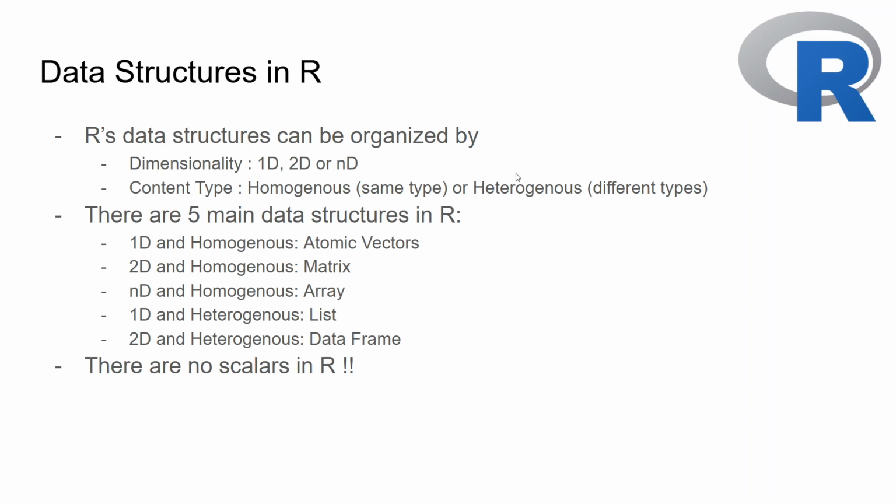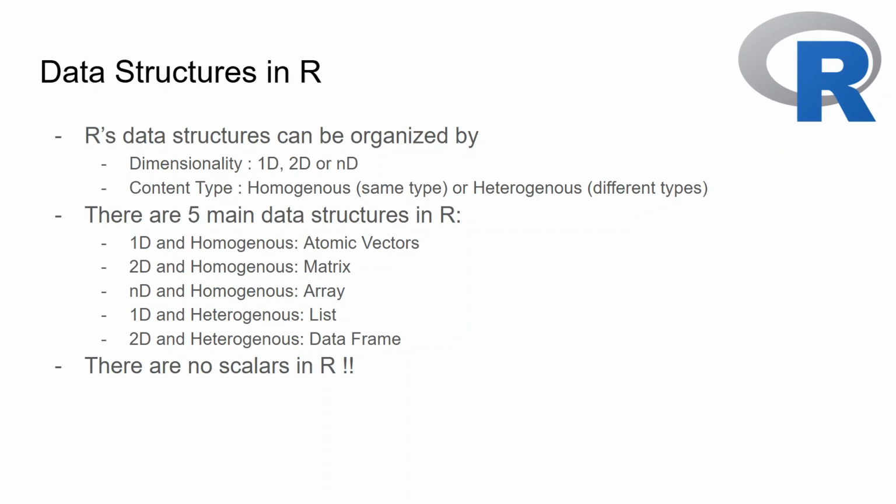So let's get started. R's data structures can be organized by dimensionality, which is 1D, 2D, or ND, and their content type, whether it is homogeneous, which is basically the same type of elements contained, or heterogeneous, which allows multiple types of elements to be stored together. There are five main data structures in R. 1D and homogeneous are atomic vectors, 2D and homogeneous are matrices, ND and homogeneous are arrays, 1D and heterogeneous are lists, and 2D and heterogeneous are data frames.